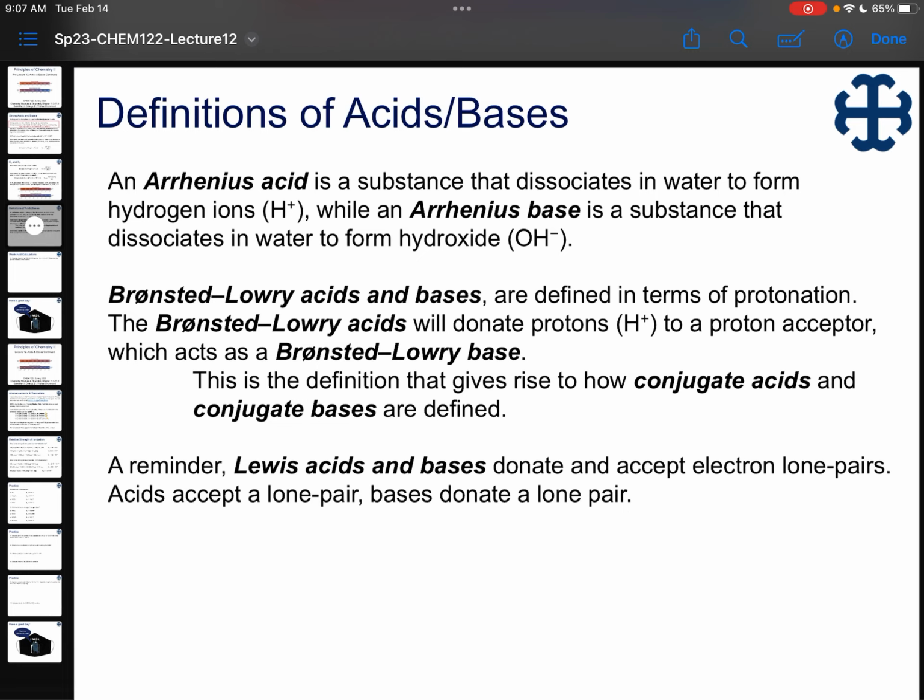And of course, that is why we have our other definitions, such as our Bronsted-Lowry, which is defined in terms of the transfer of protons, which is H+, right? So a Bronsted-Lowry acid is going to donate a proton, whereas a Bronsted-Lowry base is going to accept a proton. And then, of course, we have our Lewis acids and bases, and that is our most expansive definition, where anything that is a Lewis acid will also be a Bronsted-Lowry acid, will also be an Arrhenius acid, and anything that is a Lewis base will also be a Bronsted-Lowry base and can also be an Arrhenius base.